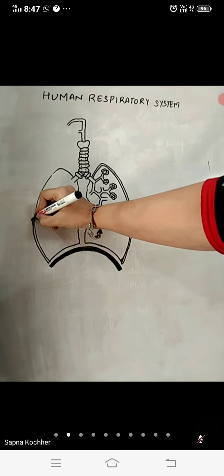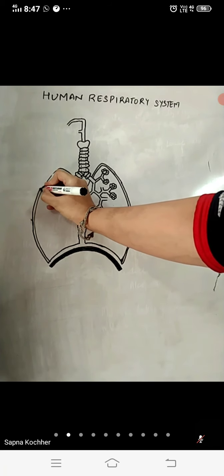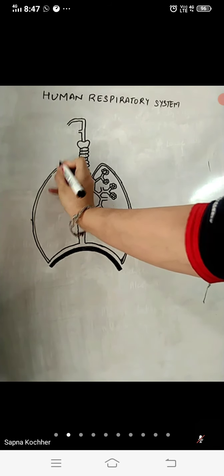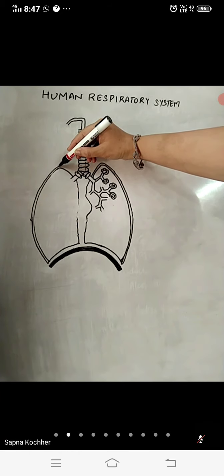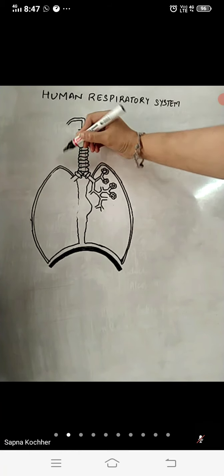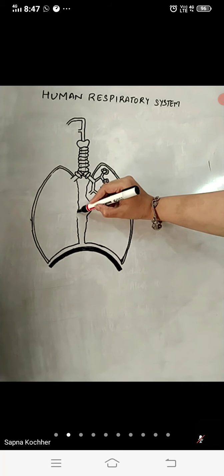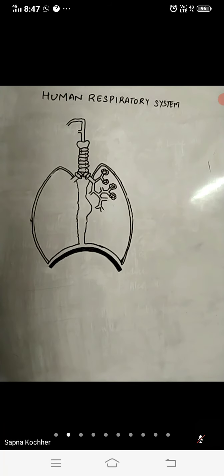Just parallel to its own membrane, what you have already drawn, you can make this, and this is a pleural membrane. Okay, so now the drawing part is over. Now you can label the parts of it.